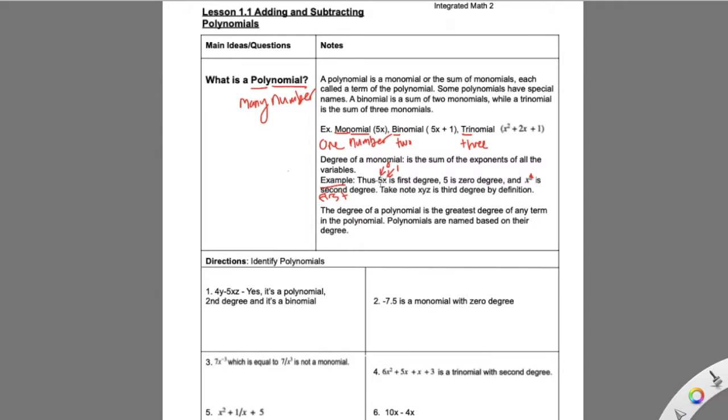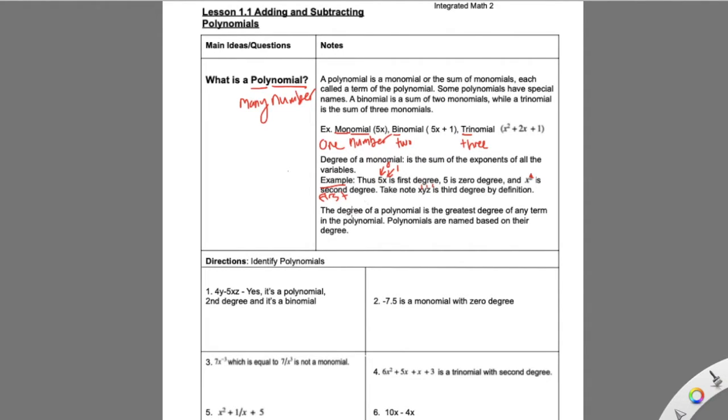And 5, we don't really say it has an exponent of 0. That's not what we're saying. It just has a degree of 0 when we're looking at the number. So we would add these two together and we get first degree. Take note that xyz is third degree by definition. And the reason is because each one technically has the exponent of 1. So we'd go 1, 2, 3, third degree.